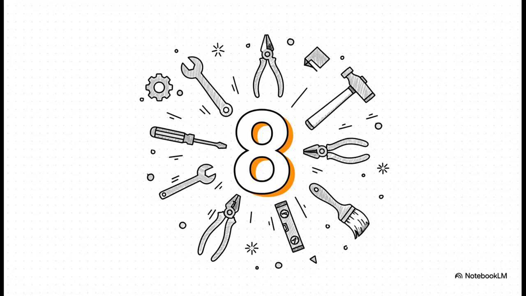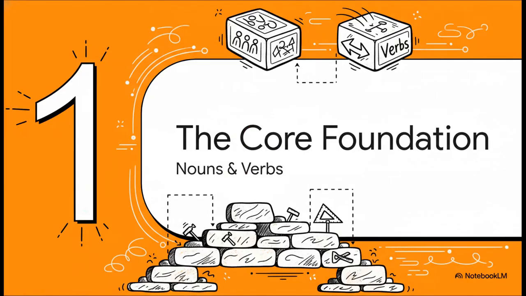And here's the best part. There are only 8 main tools. That's it. Just 8 parts of speech that do all the heavy lifting in the English language. Once you get a handle on these, you can literally build anything. So where do we start? Well, every solid structure needs a foundation, right? And in language, that foundation always comes down to 2 things: nouns and verbs. You absolutely cannot have a sentence without these 2.